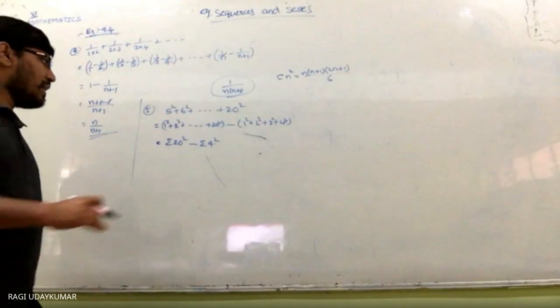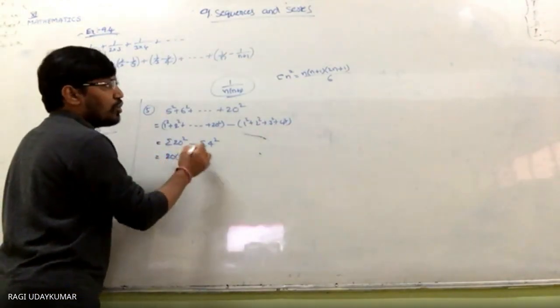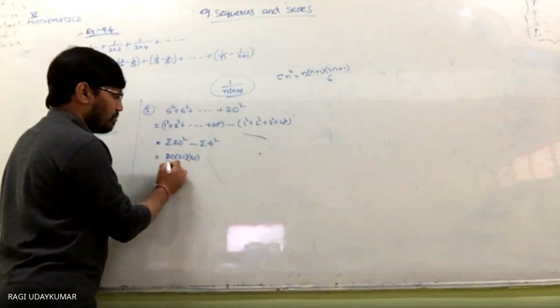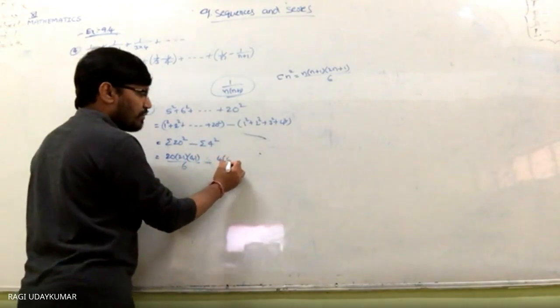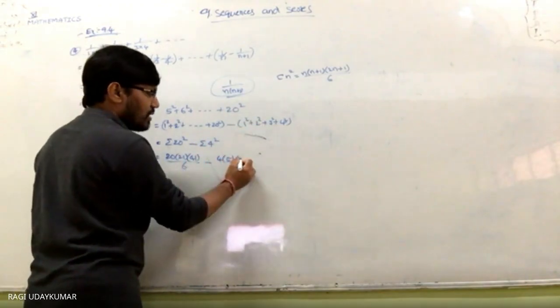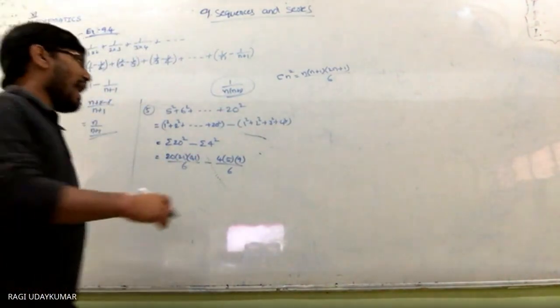Is it understood? So here, sigma 20 square is nothing but 20 into 21 into 41 by 6 minus sigma 4 square. Sigma 4 square is nothing but 4 into 5 into 9 by 6, that is 4 into 5 into 8 plus 1. Simplify this and find out the value.